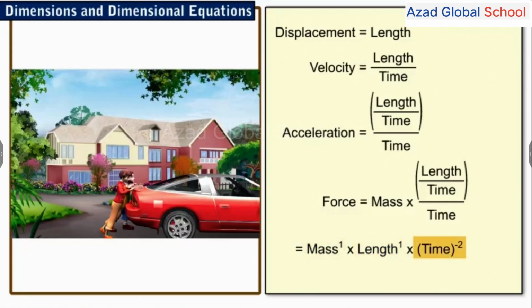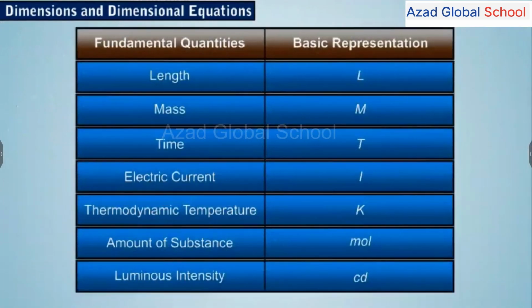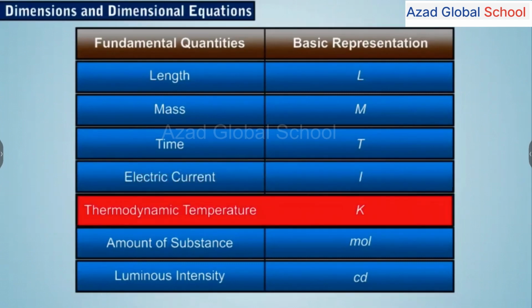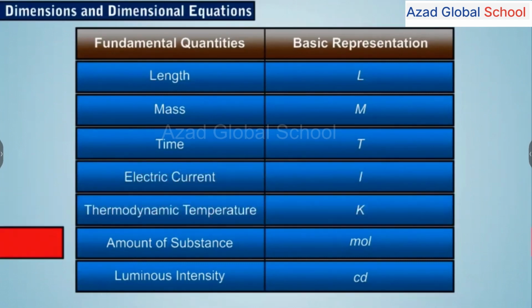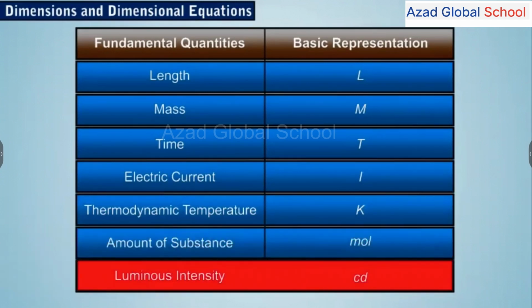For convenience, we use symbols to represent base quantities as follows. For mass, we use M. Length is denoted by L and time by T. The other 4 base quantities are represented by symbols of their SI units, namely electric current by I, thermodynamic temperature by K, amount of substance by mol, and luminous intensity by cd.